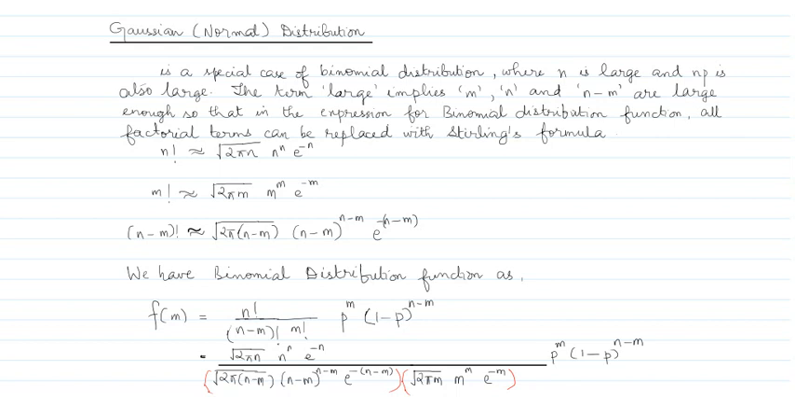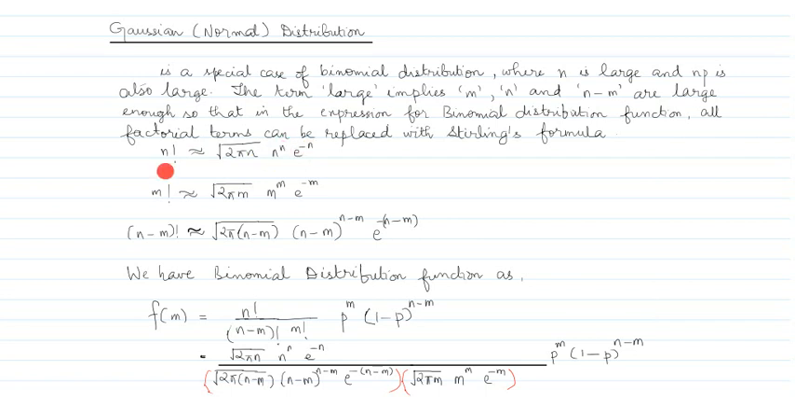When I say very large, they're so large that in the expression for binomial distribution function, we know that there is an n factorial, n minus m factorial, etc. So when n minus m, etc. are extremely large, the factorial terms can actually be replaced with Stirling's formula, which tells us that n factorial can be approximated as root of 2 pi n times n raised to n, e raised to minus n.